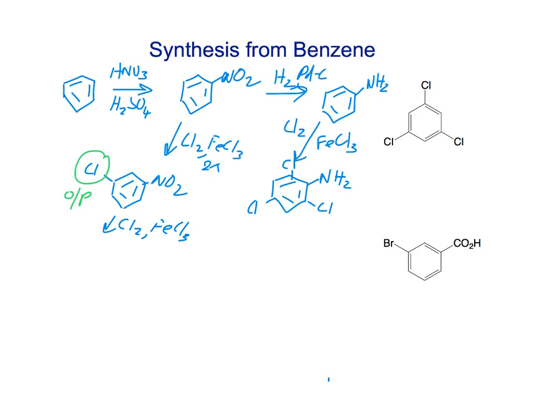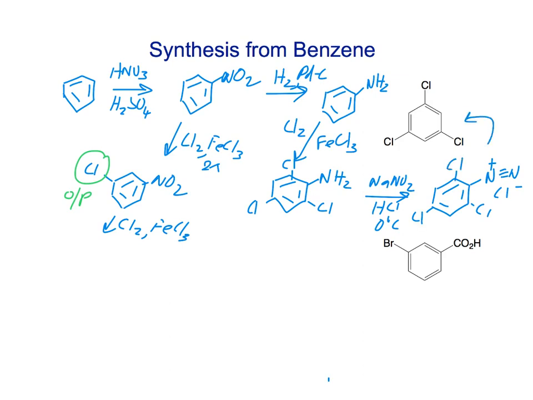All right, so now we've got all the chlorines on the ring, and essentially what we need to do is just remove the nitrogen. Okay, so then we can use NaNO2 and hydrochloric acid at 0 degrees, makes the diazonium salt, plus with the chloride counter ion, with all the Cl's. And then we use this H3PO2. It just protonates or adds a hydrogen there.